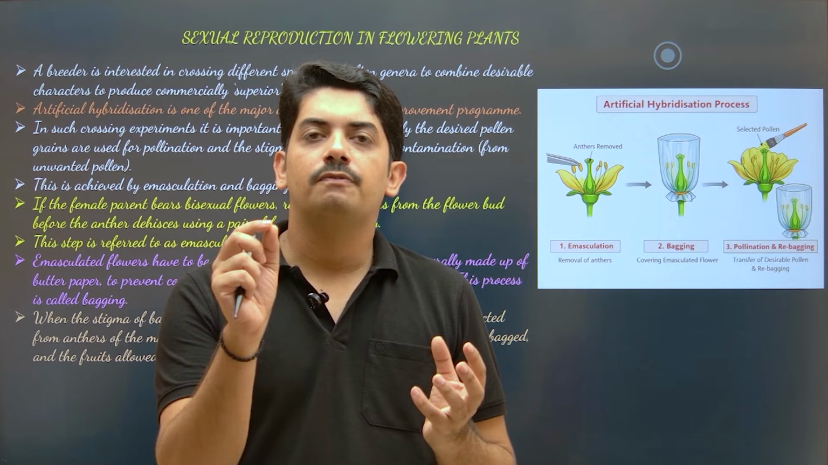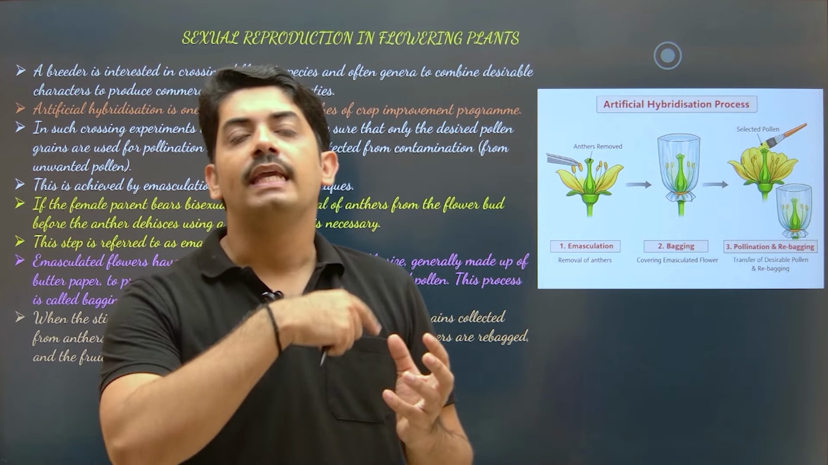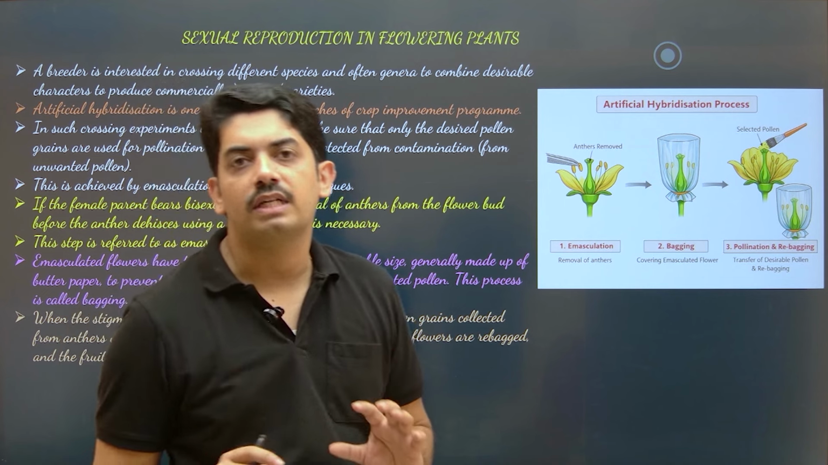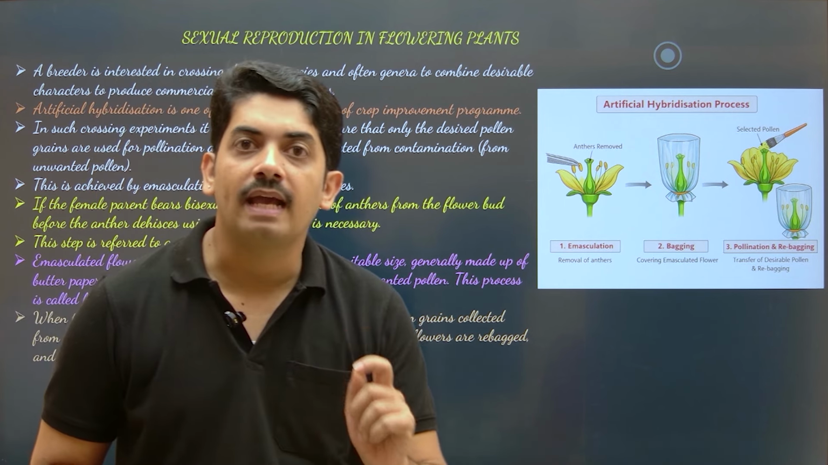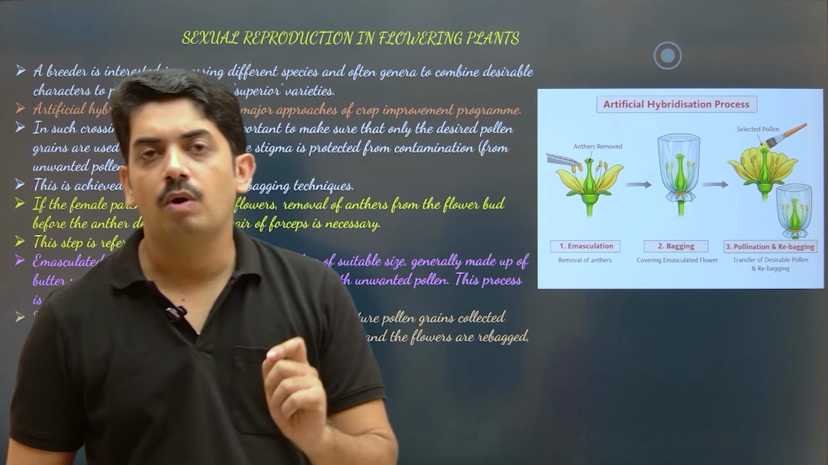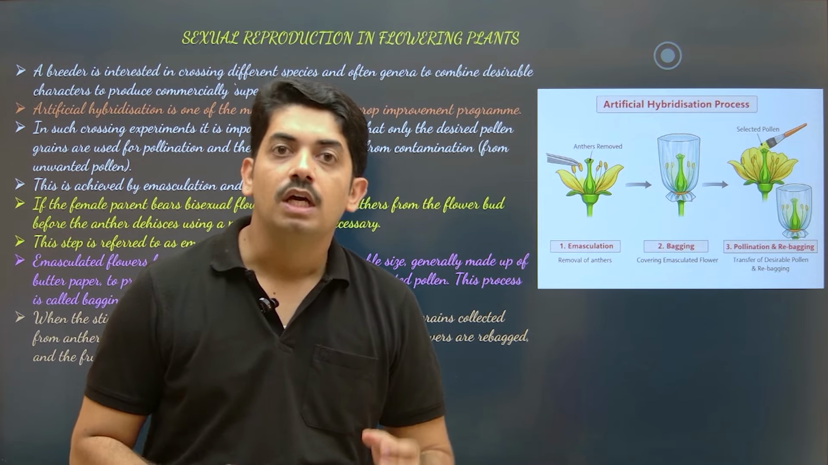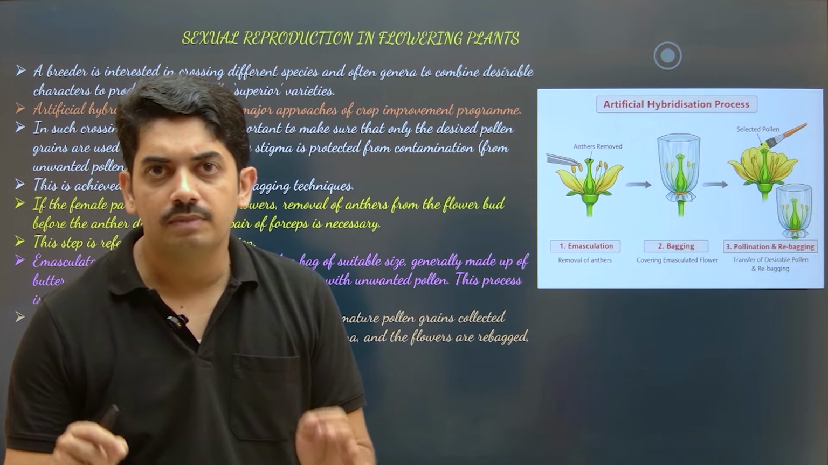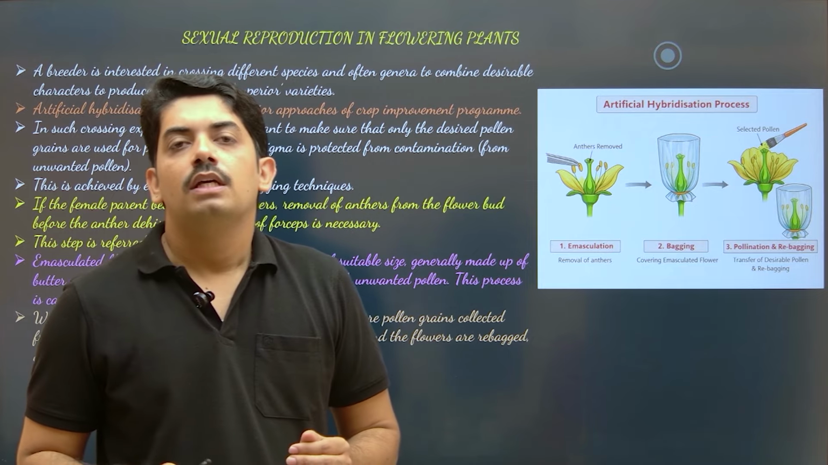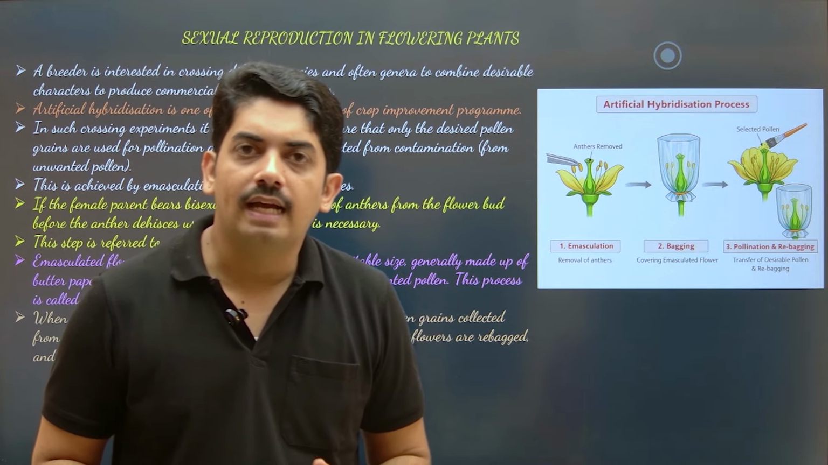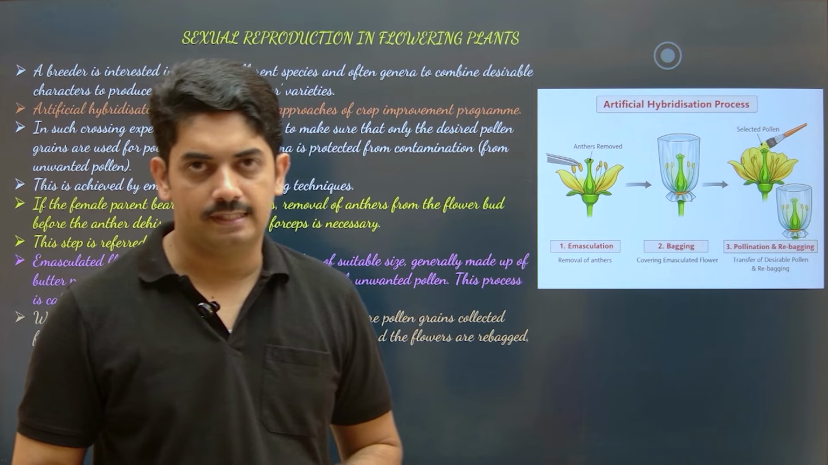With the help of a small suction pump, or with the help of needles, he removes all the male reproductive parts, that is the stamens. This process is called emasculation. Very important. In artificial hybridization, emasculation means what? Removal of stamens from the flower. Now once the stamens are removed, you are very sure that self pollen cannot deposit on the stigmatic surface.